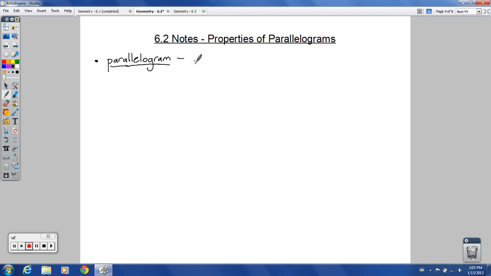What is a parallelogram? So a parallelogram is just this. If you see that word parallel within the word itself, that's a good thing, because that's what it basically is referring to. It's a quadrilateral with both pairs of opposite sides being parallel. So it's a quadrilateral. Let's write that down, a quadrilateral with both pairs of opposite sides parallel.